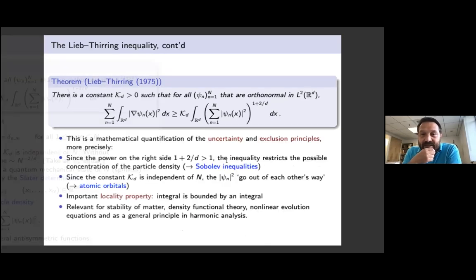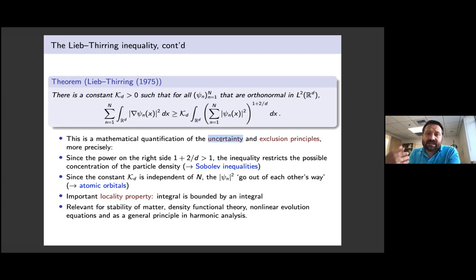All right, so what does the inequality say? Which physical principles are quantified by it? The first principle is the uncertainty principle. The uncertainty principle says that a wave function cannot be localized too much, both in momentum space and in position space.